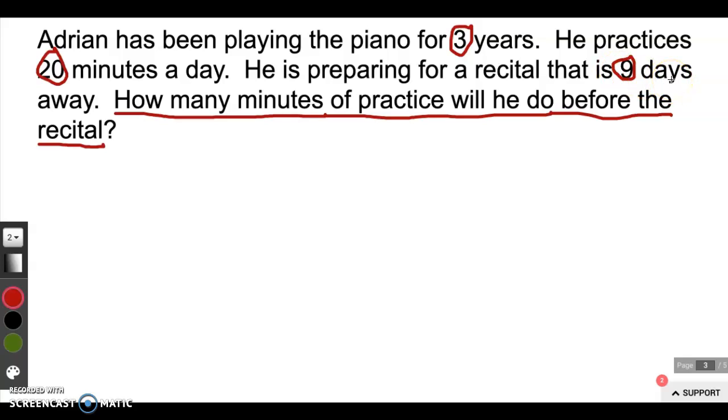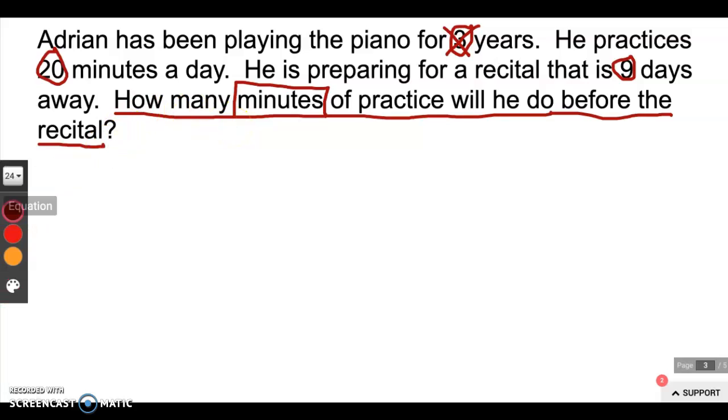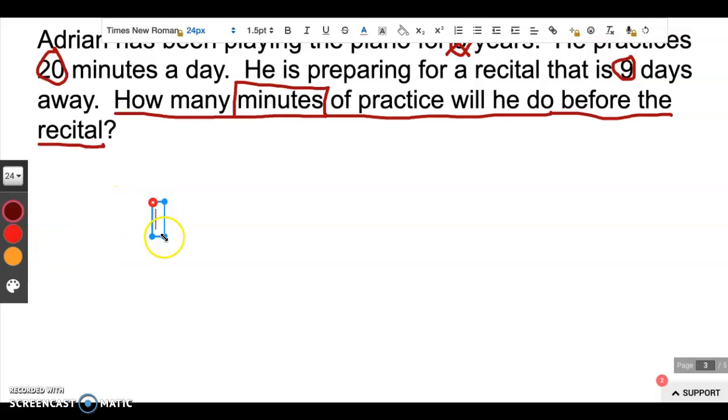So let's see, if it's 9 days away, we probably don't need to know how many years he's been practicing. Years are obviously longer than days, so that's not going to help us with how many minutes of practice he will do before the recital. So what I'm left with is my 20 minutes and 9 days. Since we're looking for minutes, I'm going to go ahead and box that in. Hopefully then this becomes mental math. And we're doing 20 minutes every day.